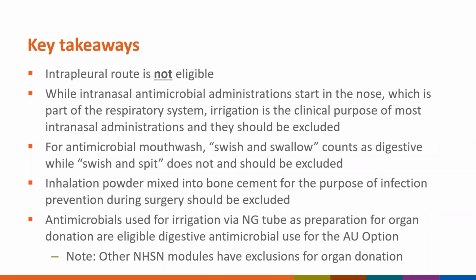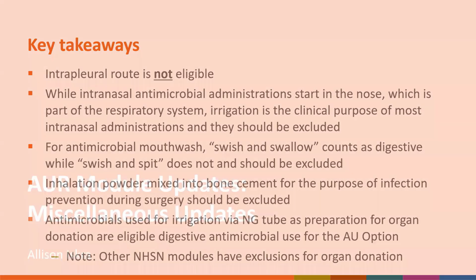Inhalation powder mixed into bone cement for the purpose of infection prevention during surgery should be excluded from AU option reporting. While they are using inhalation powder, the patient is not actually inhaling it, so it's not being administered via an eligible route of administration. And finally, antimicrobials used for irrigation via NG tube as preparation for organ donation are eligible digestive antimicrobial use for the AU option. And just to note that other NHSN modules have exclusions for organ donation, but currently the AU option does not. Next slide.